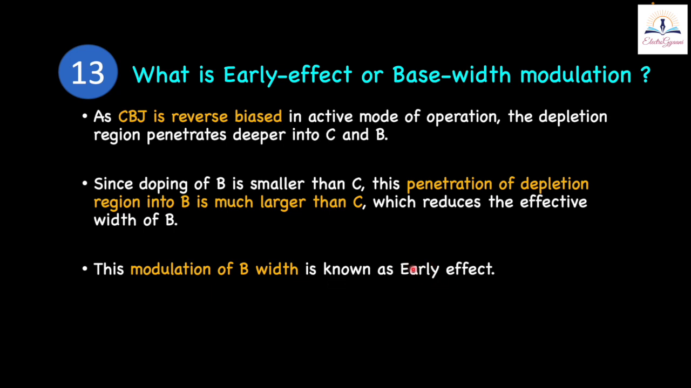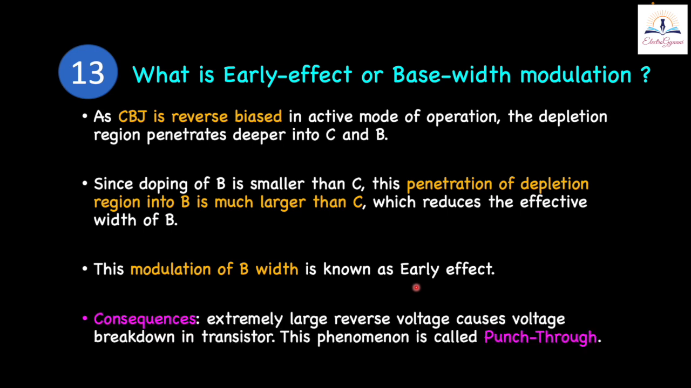It is given by J.M. Early. Now the consequence of this early effect is that an extremely large reverse voltage causes voltage breakdown in the transistor. This phenomenon is called punch through.